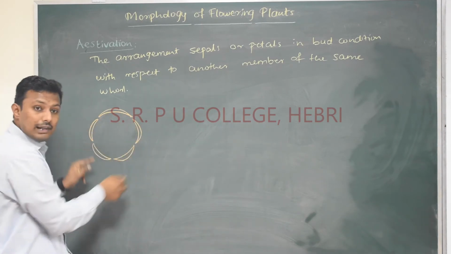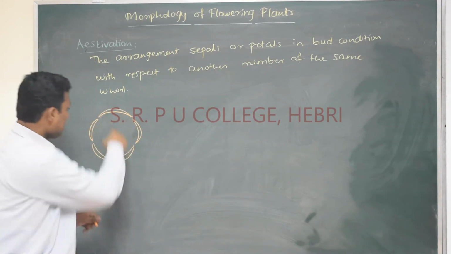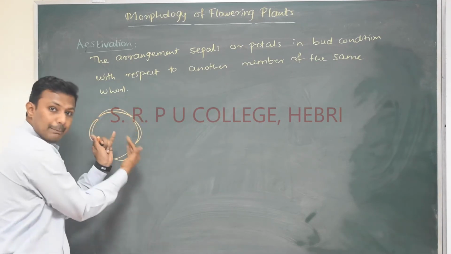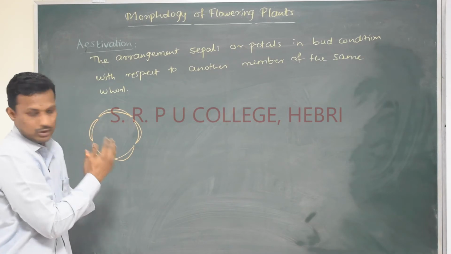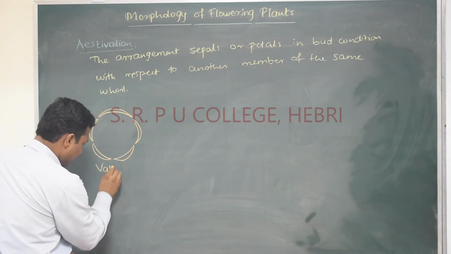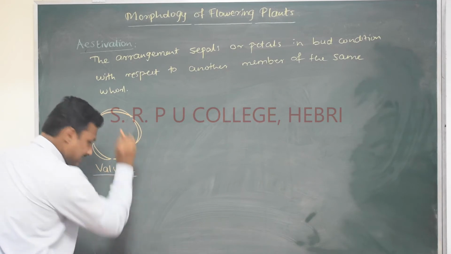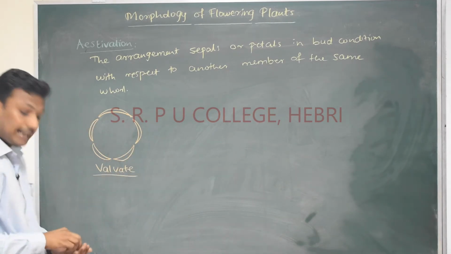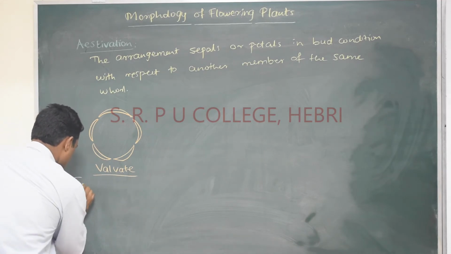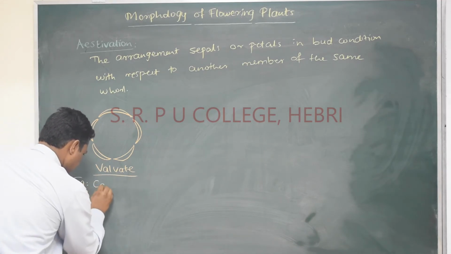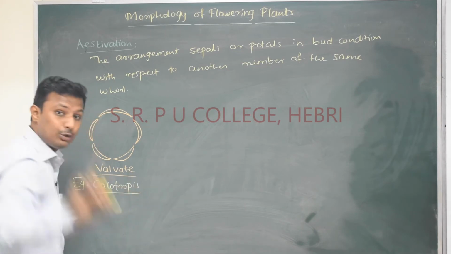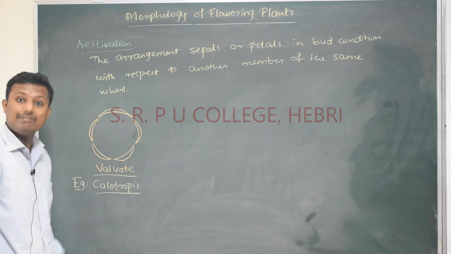They are all lying in the same circle. They are all in the same plane, but they are not overlapping, they are not touching also. So this kind of aestivation will be called valvate aestivation. It can be observed in an example such as calotropis. Calotropis is the best example you need to remember for valvate aestivation.